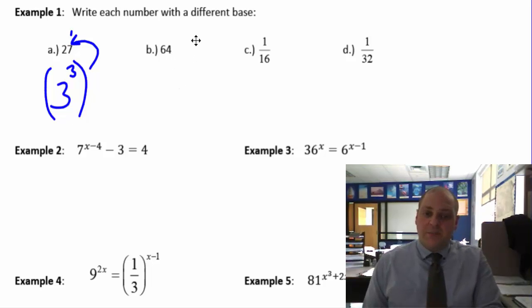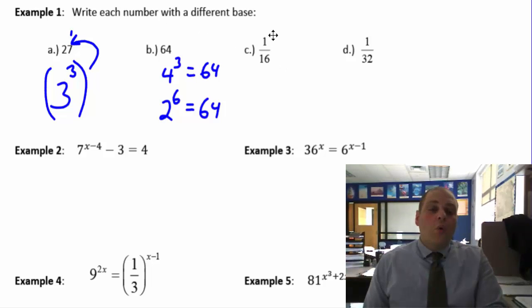64, we could change it to 4, and we could raise 4 to the third, because 4 to the third is 64, or 64 can actually be changed to 2, and we could make it to the 6th. 2 to the 6th is 64, and 4 to the third is 64. So that's what we're talking about here.